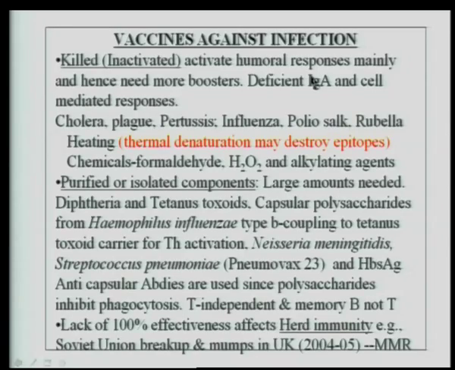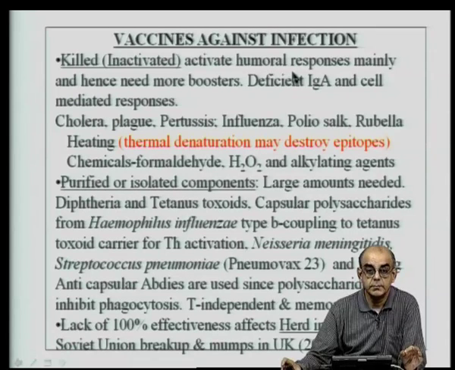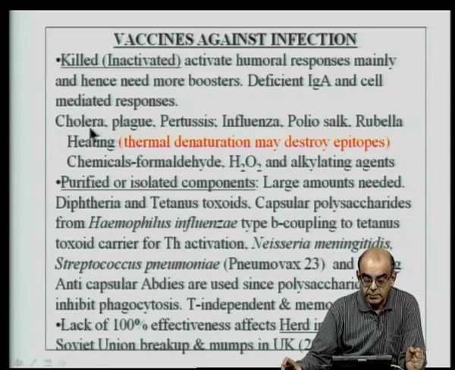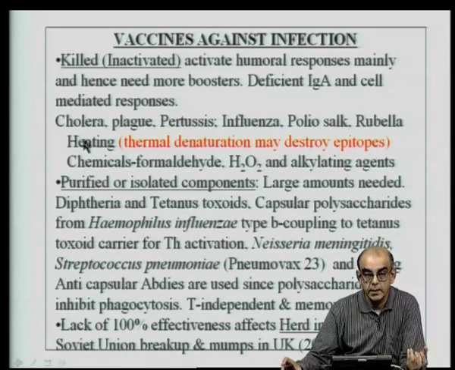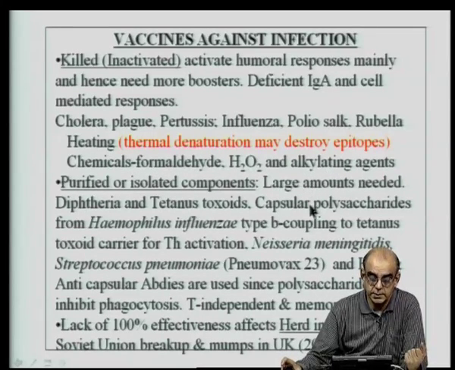As opposed to attenuated organisms, killed vaccines activate humoral responses only. They do not activate memory responses, and hence they need more boosters. They are deficient in IgA and cell mediated responses. Some examples are cholera, plague, pertussis, influenza, Salk polio vaccine, rubella. Killing can be achieved by heating, thermal denaturation, but in many cases thermal denaturation may destroy many of the epitopes that may be required. In such cases, chemicals such as formaldehyde, hydrogen peroxide and alkylating agents are used.